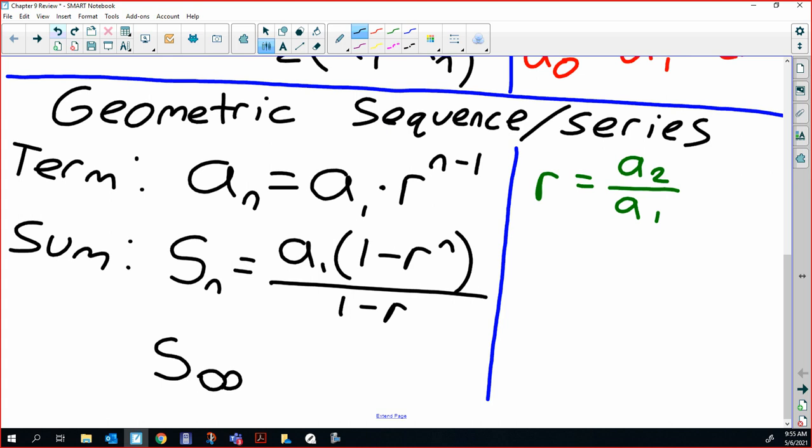Yep, totally. All right, so the infinite sum is almost the same formula, just without the parentheses. It's just a1 over 1 minus r. It gets a little simplified, even though the concept is more complicated.